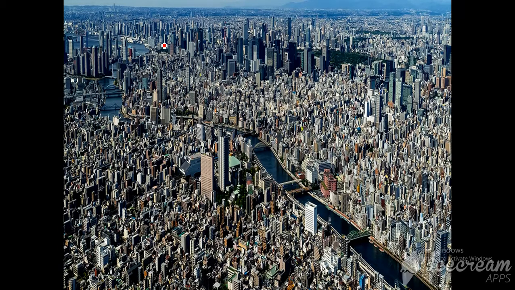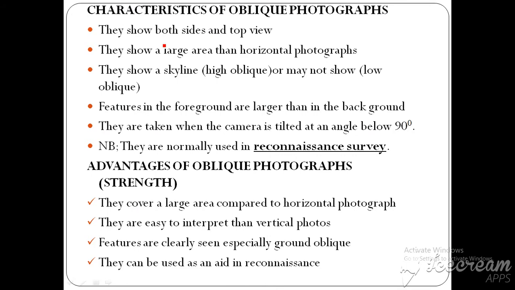Then let us see characteristics of oblique photographs. How are we going to identify, to differentiate this type of photograph from other types? So the first one, it shows both sides and top view. Unlike other photographs, vertical shows one side, horizontal shows one side, but oblique shows more than two sides, as we have seen in those photographs earlier. They show a larger area than horizontal. They may show a skyline or they may not show. It depends on the angle at which the camera is tilted.